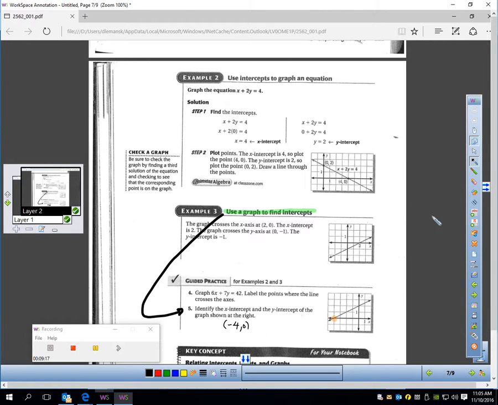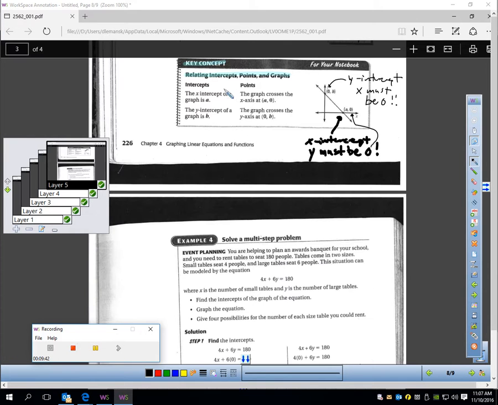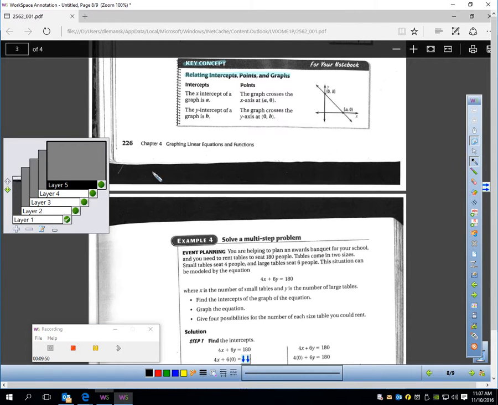Okay, now my y-intercept, again, this is no work. It's just knowing the term. The y-intercept is where my line crosses the y-axis. So that would be right over here, and that would be the point (0, 2). So there's my x-intercept and my y-intercept for that sample. This little key concept box is trying to show me a couple things that are important. Let me cover those up for a minute.